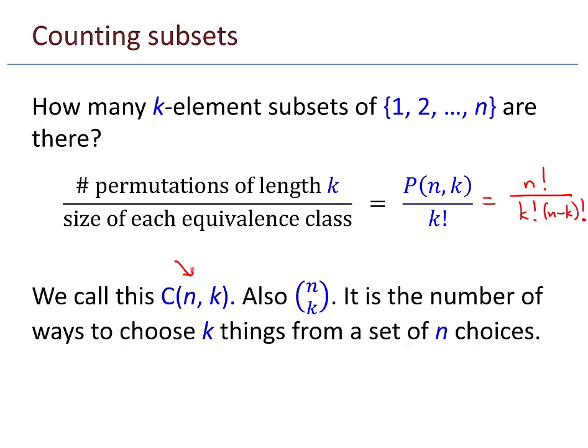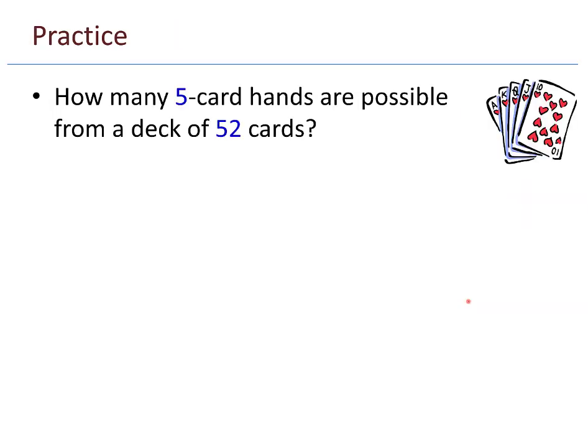Now, the notation with the big C in front, that's what our book uses primarily, and the author says this is because it's easier to type. But more commonly in real mathematics, you see the n over k in parentheses more often. It is the number of ways to choose k things from a set of n choices. Here are some quick examples.